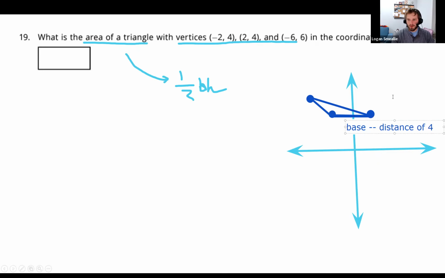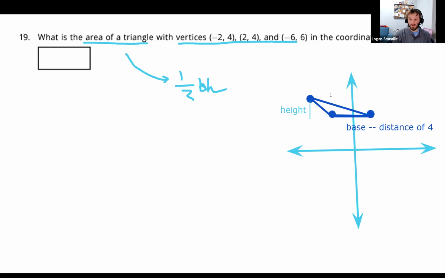And I can call this the height. Where is the height on this one? It's way over there. Sometimes the height is outside the triangle, but it's always a perpendicular distance from your base to the very top of the triangle. And that's where the coordinate plane aspect of this question really comes in, because if I had this shape without the coordinate plane, I might not know that height.